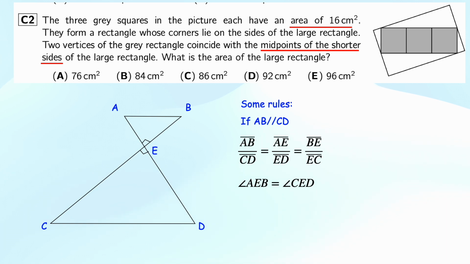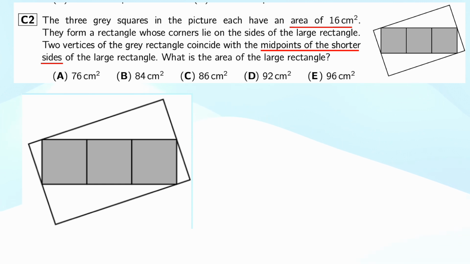Furthermore, their vertex angles are equal. For example, angle AEB is equal to angle CED. And besides, angle BAE is equal to angle CDE. In the same way, angle ABE is equal to angle ECD. So these rules are quite important to solve this problem, and you have to remember them by heart.